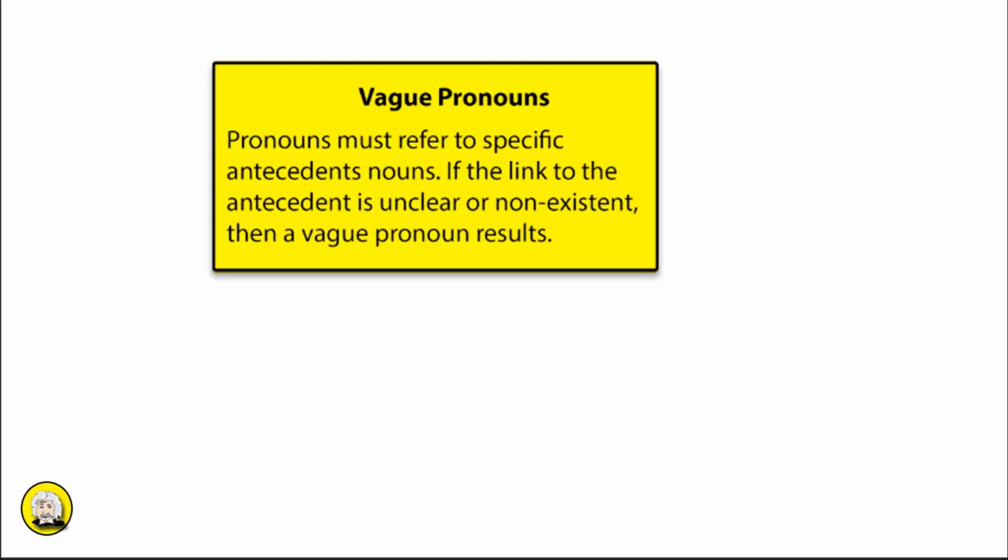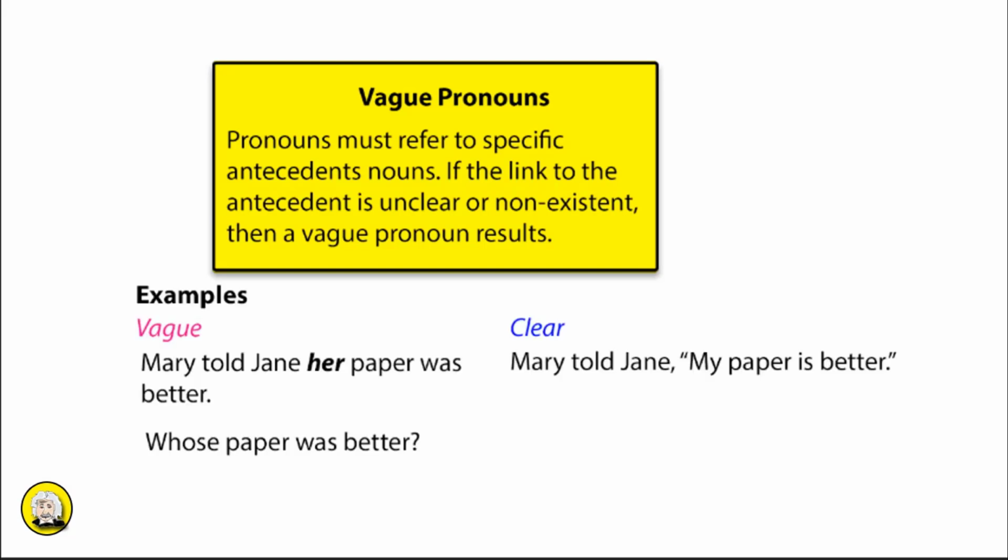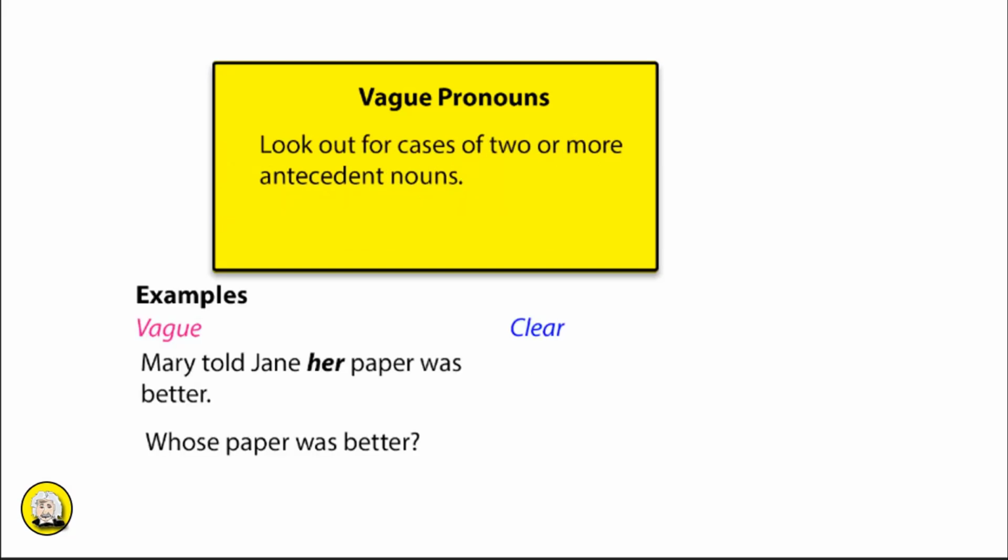So how do we identify vague pronouns and correct them? Let's begin by looking at a few examples. One example of a vague pronoun is, "Mary told Jane her paper was better." Well, who is "her" referring to? Whose paper was better? Mary's or Jane's?